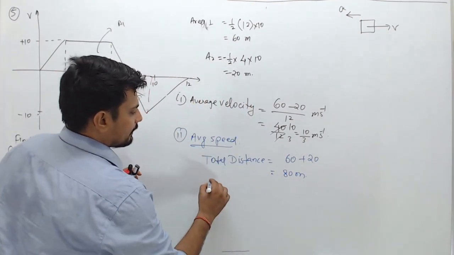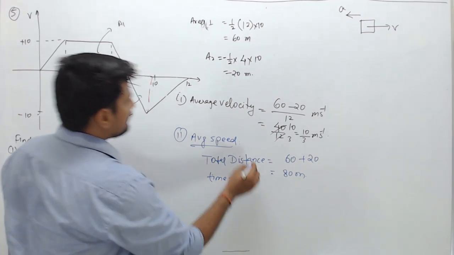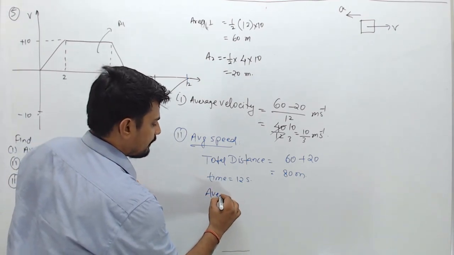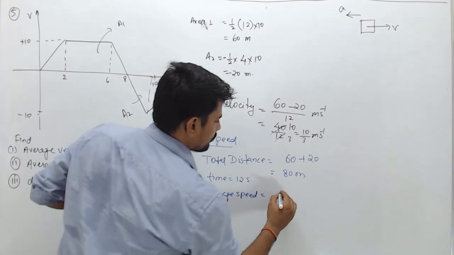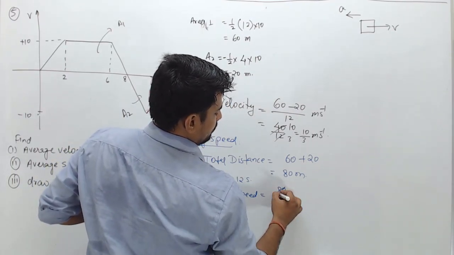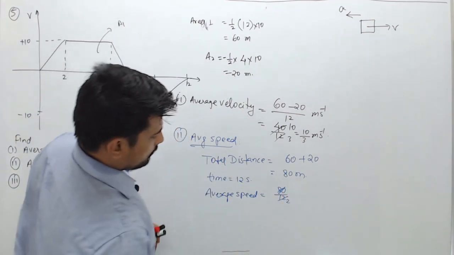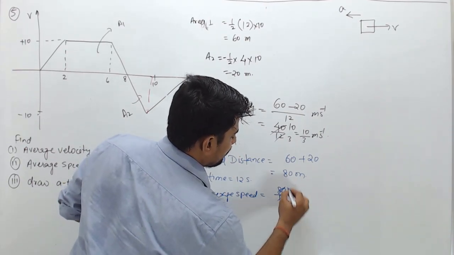All good? And the time is how much? Total time is 12 seconds, as we can all see quite easily. So the average speed should be how much? 80 upon 12. So 12 is 4 times 3, and 80 is 4 times 20.